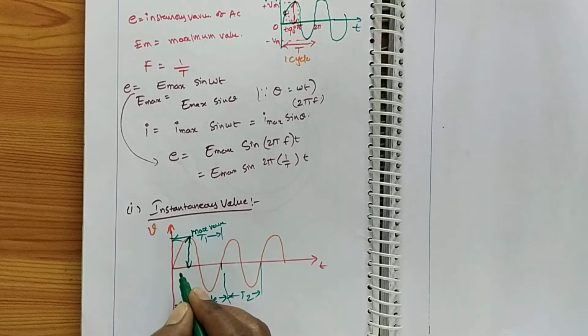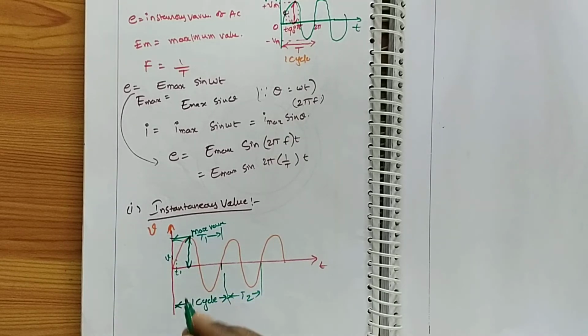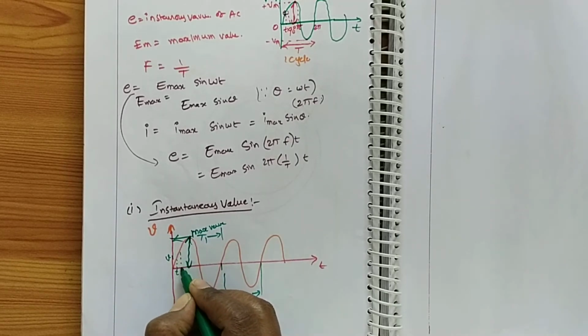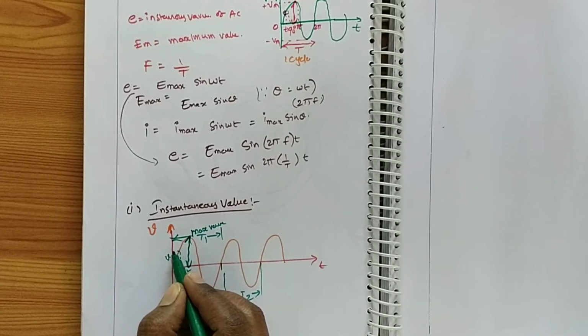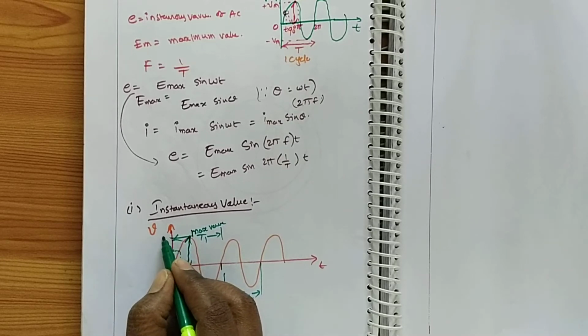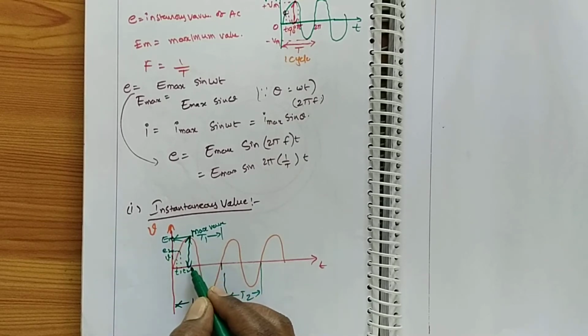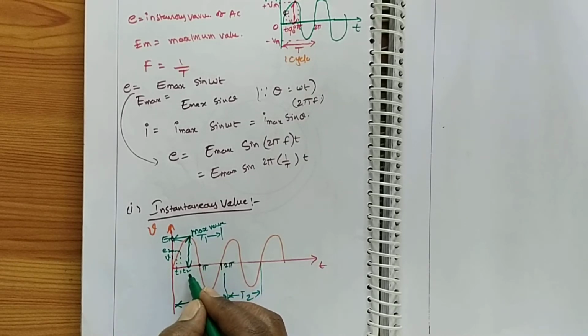The instantaneous value at time T1 is E1, or V1, the induced voltage. At time T2 the instantaneous value is E2. Similarly, E m is the maximum value. E max is obtained at pi by 2. Here it is pi by 2, pi is 180 degrees, 2 pi is 360 degrees. The maximum value is obtained at 90 degrees.